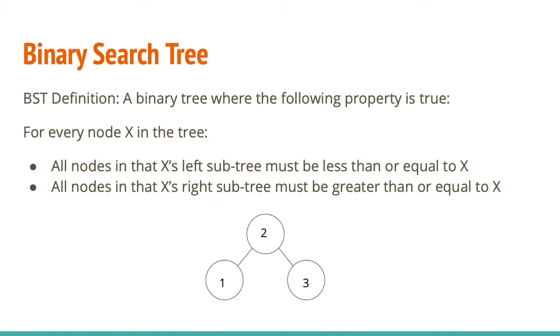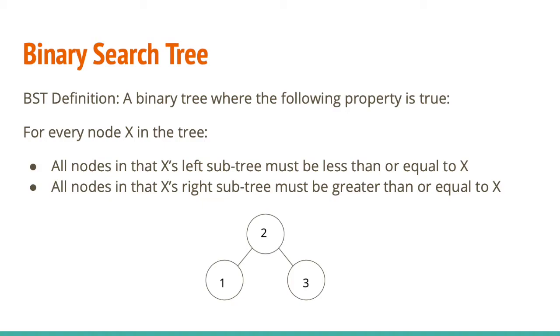So take, for example, the tree we have below. This tree is a valid binary search tree. Why? Because if we take the root node 2, all nodes in 2's left subtree, which is just 1 in this case, are less than or equal to 2, and all nodes in 2's right subtree, which is just 3 in this case, are greater than or equal to 2.